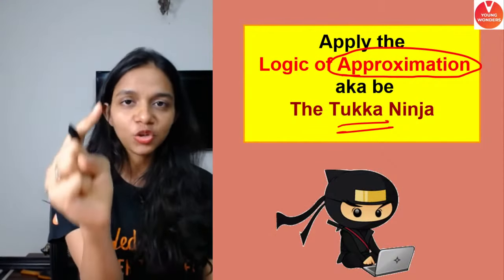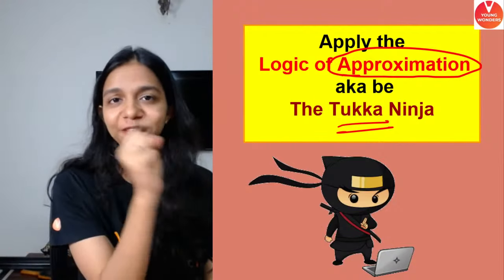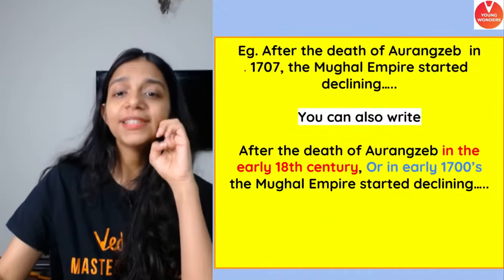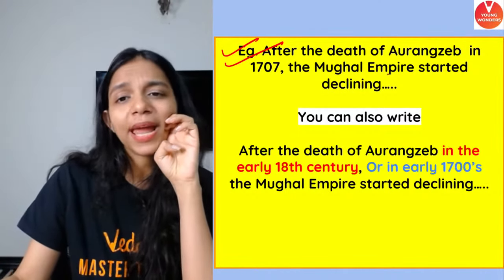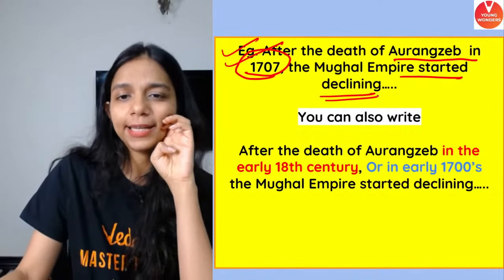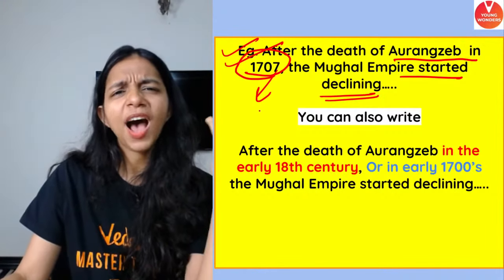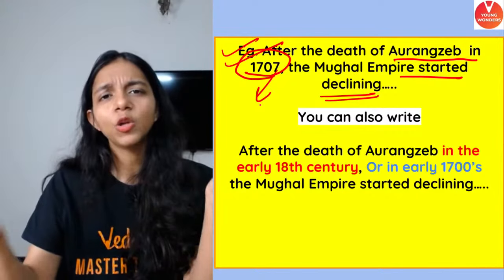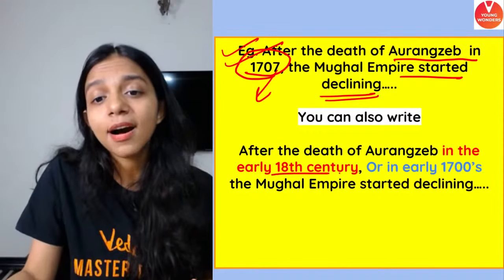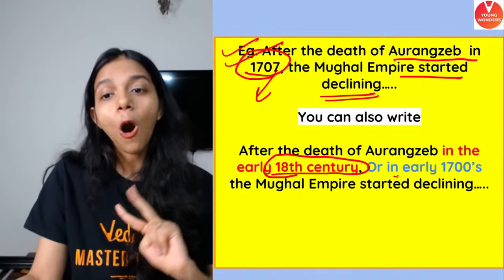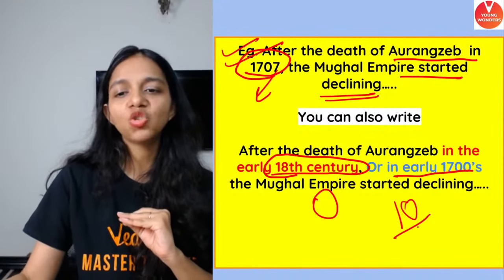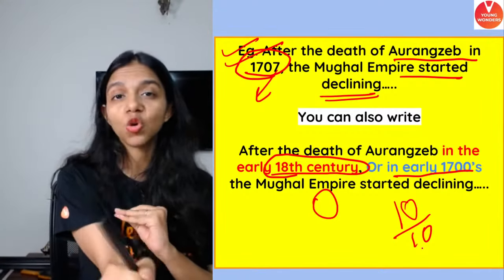Guys, ये concepts ध्यान से सुनना, Menti में भी आएगा, and I've seen that students are very confused about these concepts. ठीक है? What is the concept? For example, if you are writing after the death of Aurangzeb in 1707, the Mughal Empire started declining. पर मैम 1707 एग्जाम में याद ही नहीं आ रहा. 17 बस अटक गए. You don't know if it's 1710, if it's 1720, but you can write in the early 18th century or in the early 1700s. Teacher cannot give you 0. She has to give you 10 out of 10 because you are not wrong.